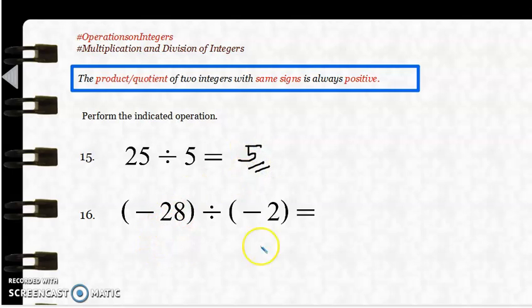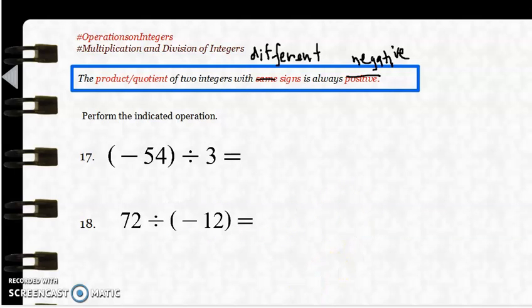For the next one, we are going to divide two integers which are both negative. And it says in the rules that whenever they are of the same signs, it's always positive when you are multiplying or dividing. So negative divided by negative is positive, so we may or may not put the plus sign there. 28 divided by 2 is 14. Therefore, the quotient is 14. Let's move on to the next.